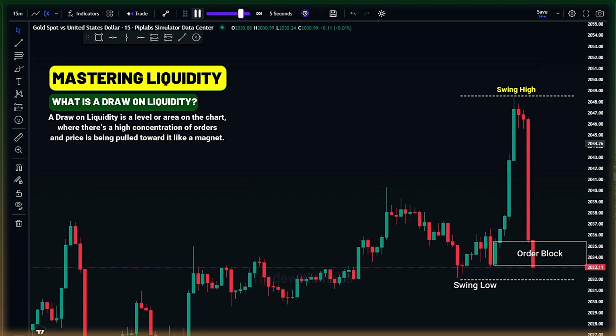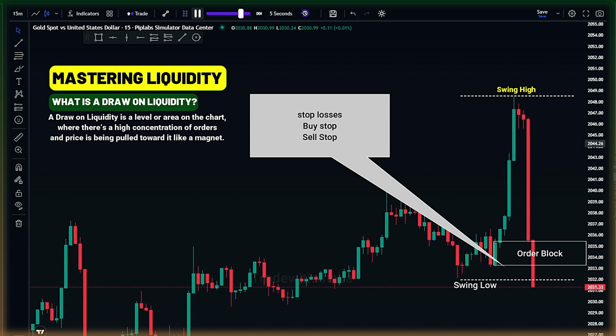That is what is draw on liquidity. Smart money, banks, hedge funds, institutions, they need liquidity to enter and exit their massive positions, right? They see your stop losses, buy stops and sell stops stacked around obvious highs and lows. So price gets drawn to those areas to unlock their liquidity.